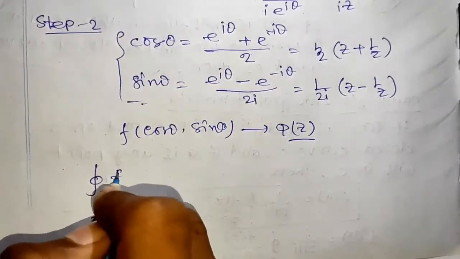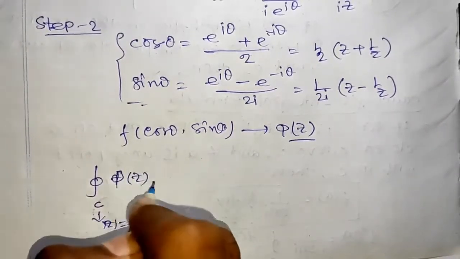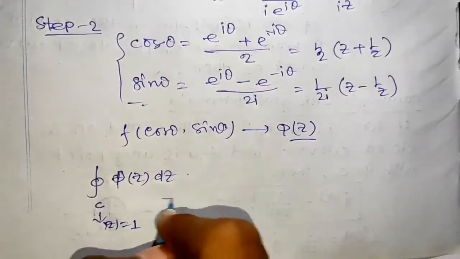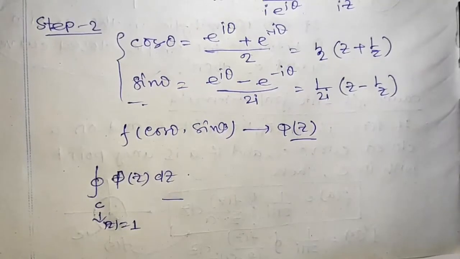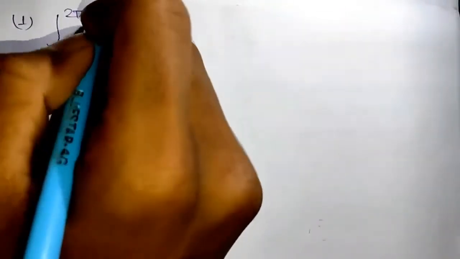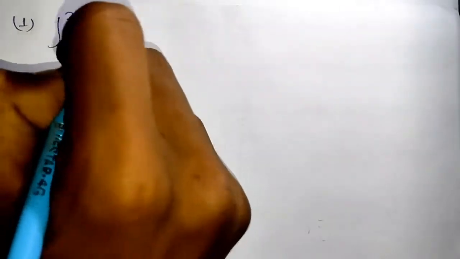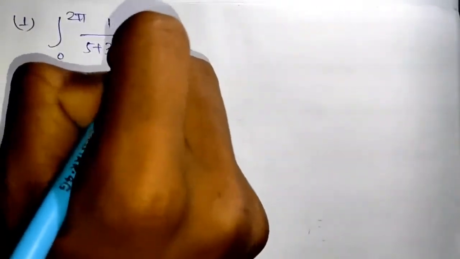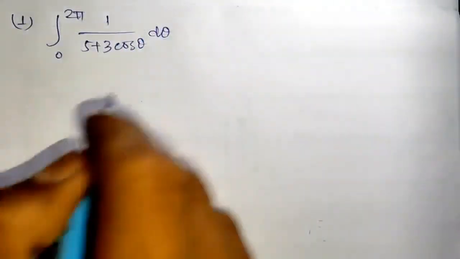Here the contour is |z| = 1, the integral of φ(z) dz. Now evaluate this integral using Cauchy's integral formula. Now we take an example.